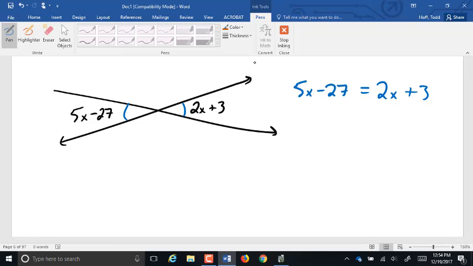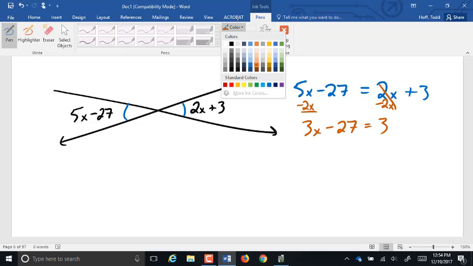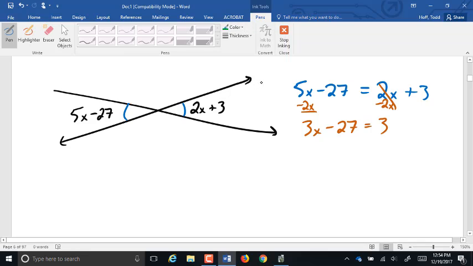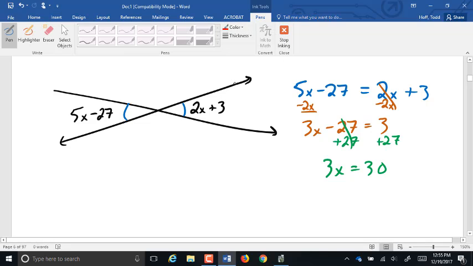Yes, we have to get it down to just one appearance of the x. Well, there's one on each side, so we're going to get rid of the smaller one, the 2x. 5x minus 2x is 3x. Minus 27 equals 3. And then we add 27. 3x is 30. And then divide by 3. X equals 10.